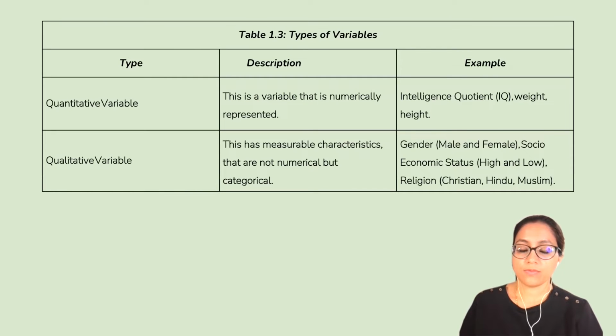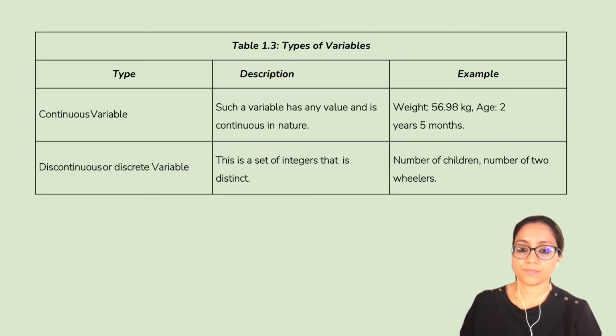Now, what is a quantitative variable? This is a variable that is numerically represented. For example, intelligence quotient, IQ, weight, height. So these are represented in the form of numbers. What is a qualitative variable? A qualitative variable has measurable characteristics that are not numerical but categorical. For example, gender, like male and female. Socioeconomic status can be high or low. Or religion, so it can be Christian or Muslim or Hindu, etc. So these are the qualitative variables in which there are categories.